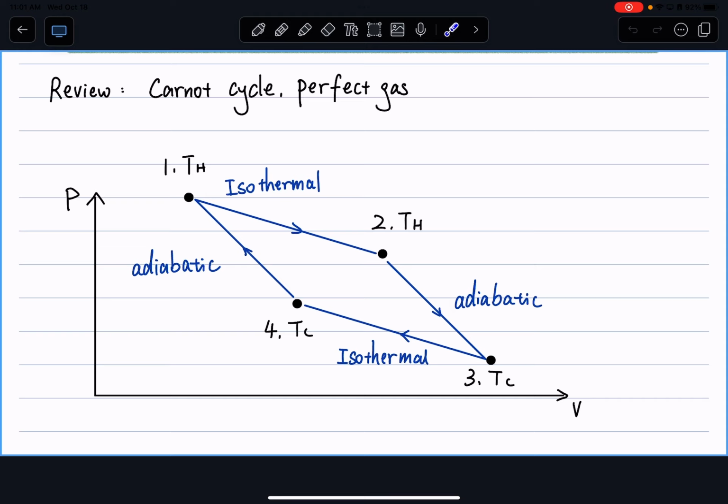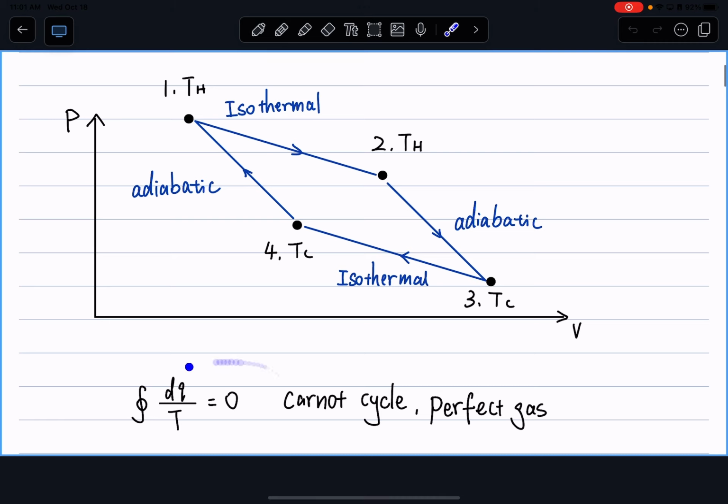Now with that in hand, we ended up deriving the following relationship: if we're looking at the cyclic process 1, 2, 3, 4, the integral of dQ over T is always equal to 0. So that's a quick review of what we went over last lecture.